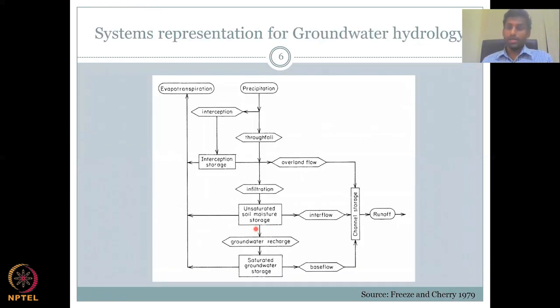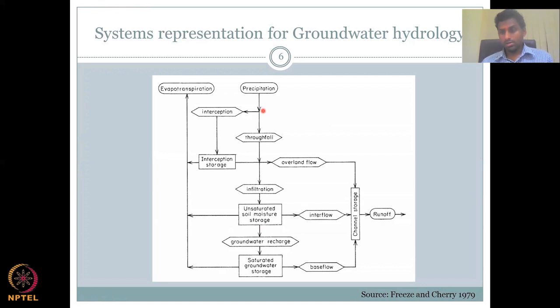Freeze and Cherry have also given a flowchart kind of systems view for hydrology for groundwater. Let's look at it in detail. So you start as a source, as precipitation. The precipitation enters. And now you have to visualize that you are the water. So you have the water coming from the clouds.